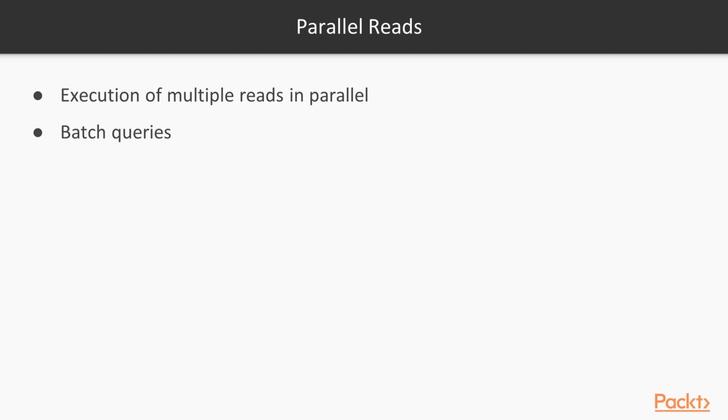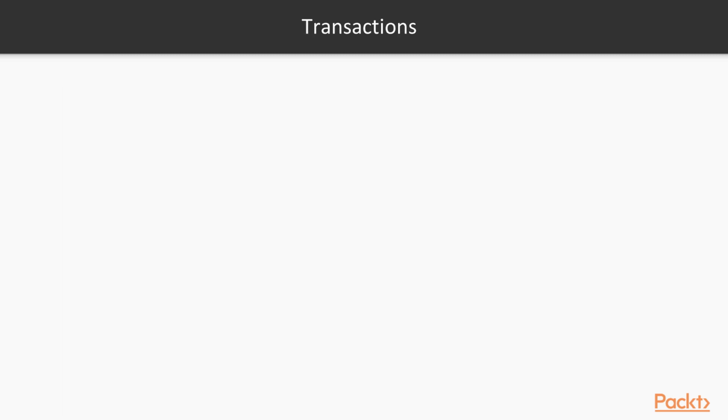Now, what are parallel reads? When you're reading a large amount of data from a Cloud Spanner database, it is at times helpful to divide the query into smaller pieces or partitions and use multiple machines to fetch the partitions in parallel. Batch queries are run to execute such reads. Now that we've seen single reads, let's move on to the concept of transactions.